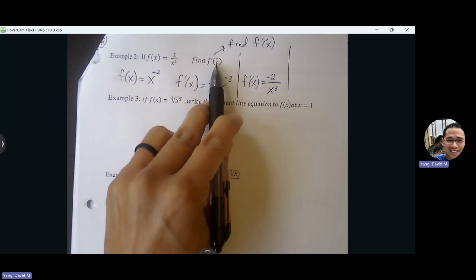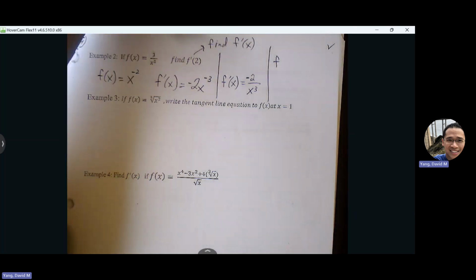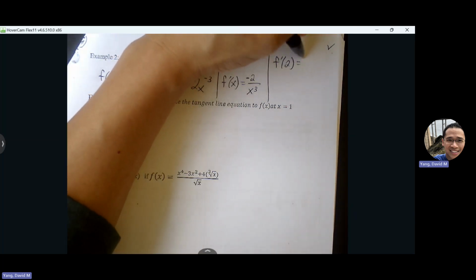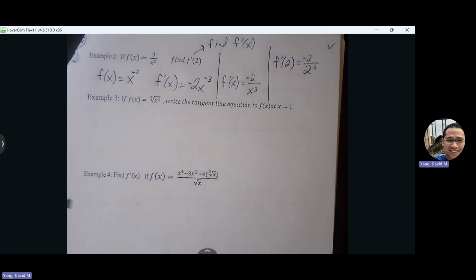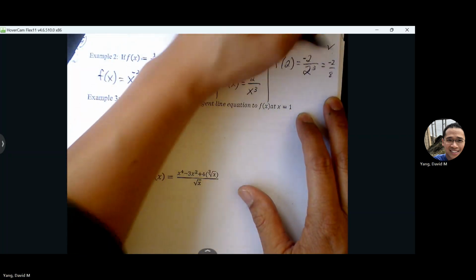I can now find the slope at a specific point. So now I'm going to find the steepness of this curve at 2. So f prime of 2, the slope of the tangent line is going to be negative 2 over 8, which is negative 1/4.